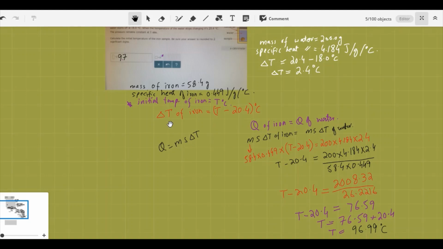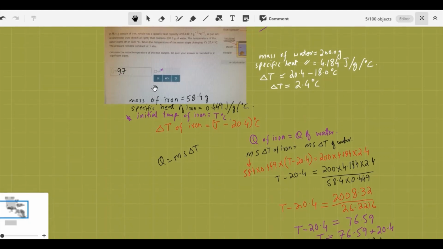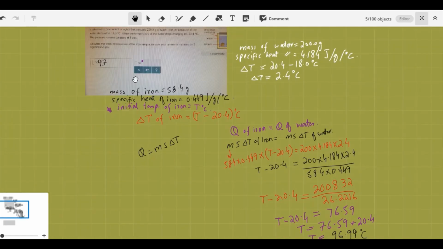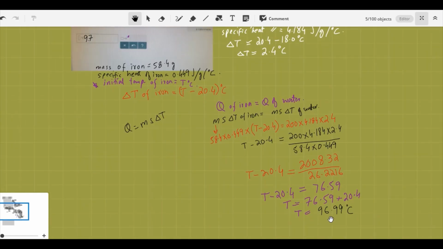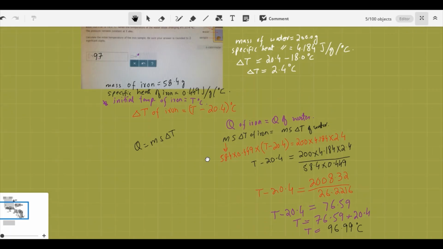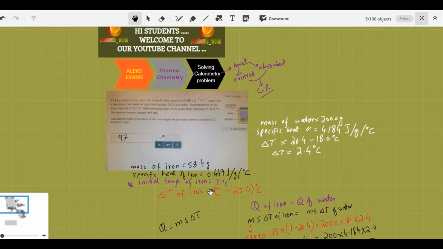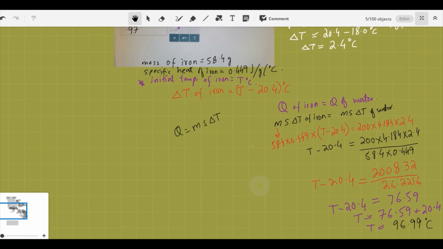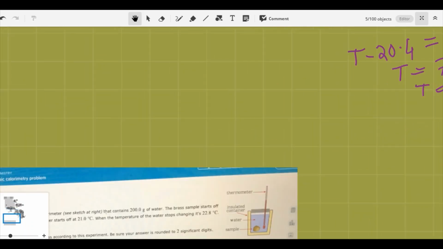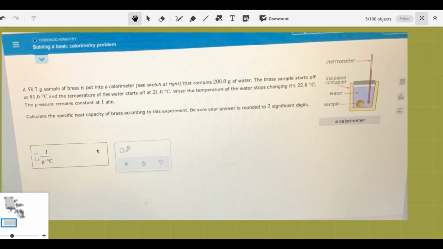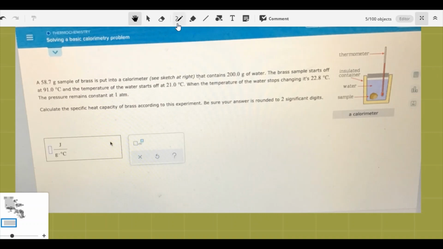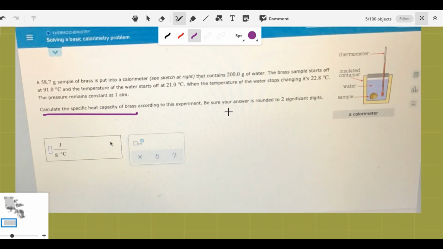Okay students, that is the first part of this video, in which we found the initial temperature of the metal iron. In the next video we will solve the other question, which is to calculate the specific heat of the other metal, brass, according to this experiment.